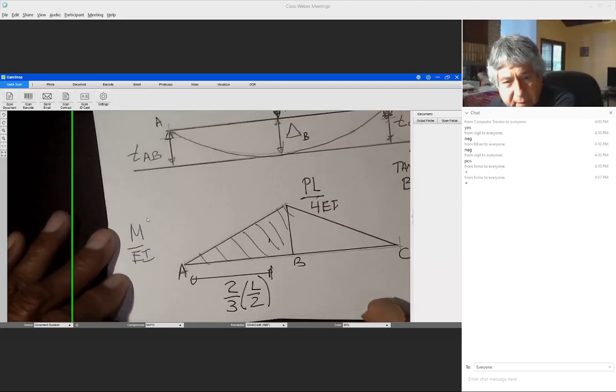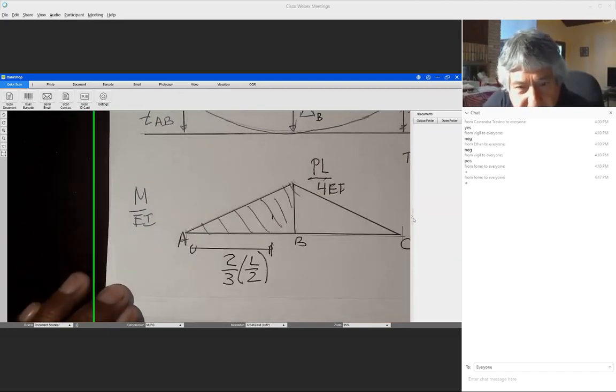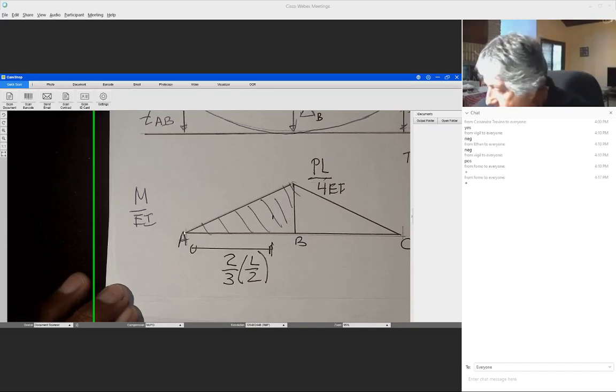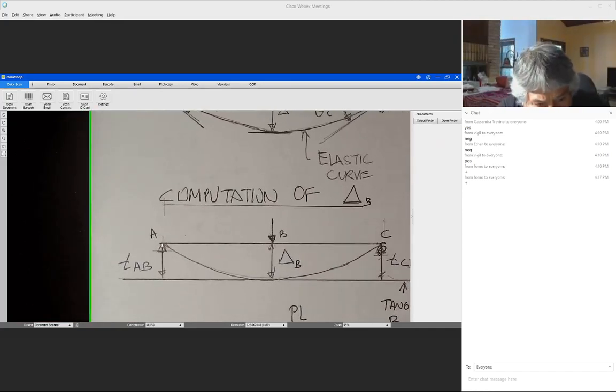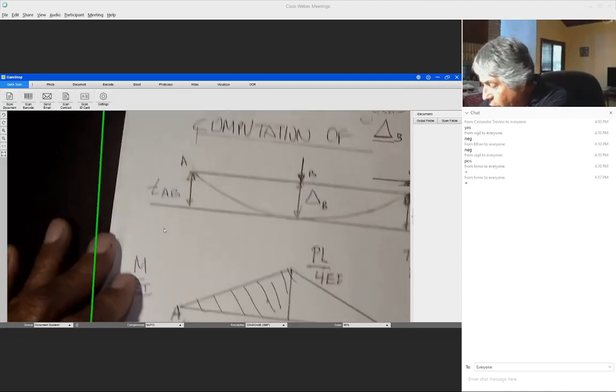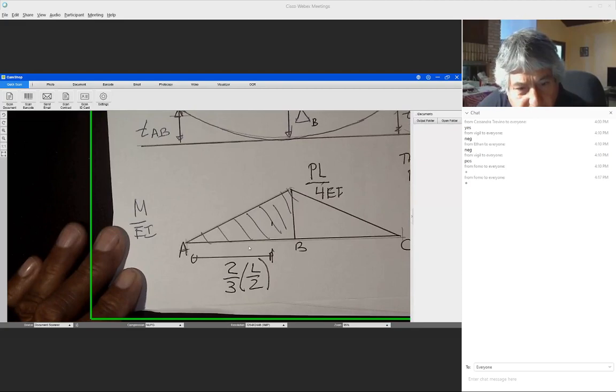So this is the area under the M over EI diagram between point A and point B. I need to apply the moment about A because I'm measuring my tangential deviation from point A. I measure from here to the tangent, moment about A. So the centroid, because this is 1/2 of L, this distance is 2/3 of L over 2.